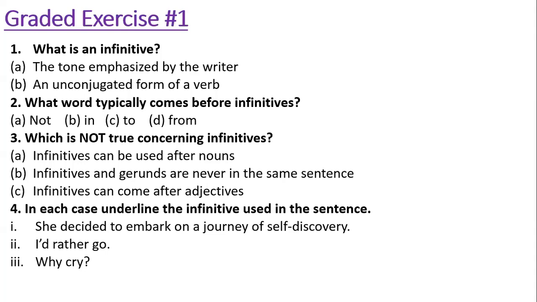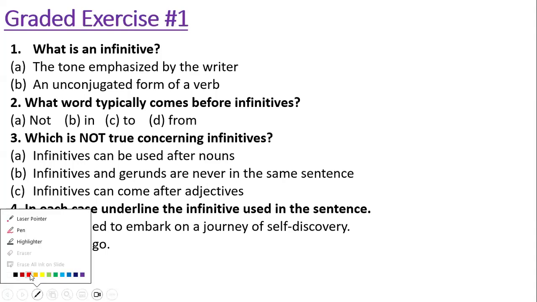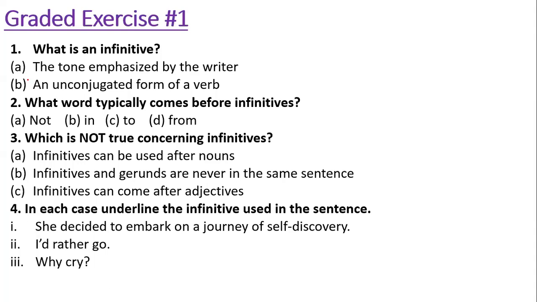All right. What is it? What is an infinitive? That one was probably the easiest question. What's an infinitive? An infinitive is an unconjugated form of a verb.